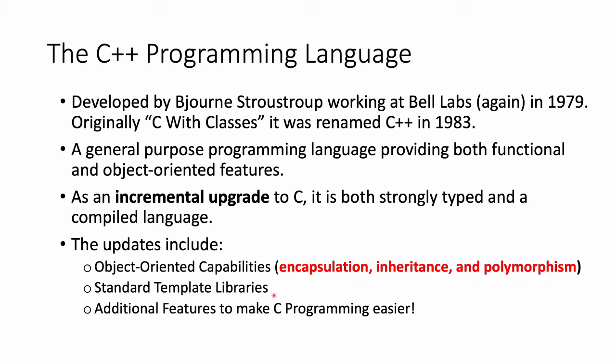We also get a standard template library, which allows the programmer to choose from a number of built-in data structures. Remember, the data structures are those things for managing collections of objects. They give us access to the object, storage of the object. And then C++ provides additional features to make C programming easier, or rather, fixing some of the problems that were seen in the existing C programming language.